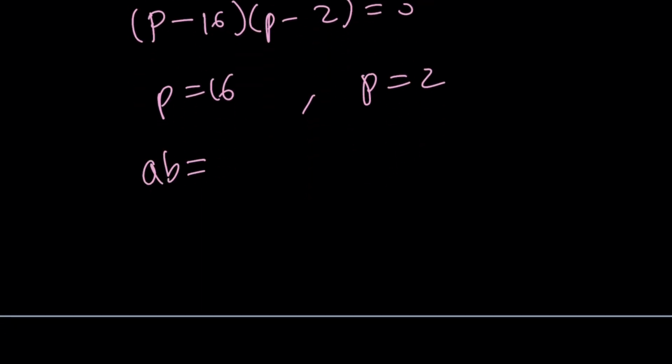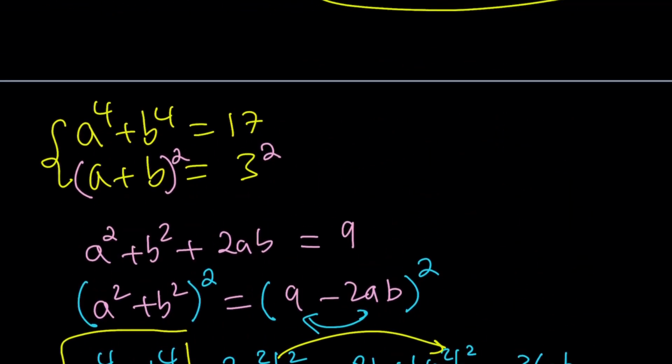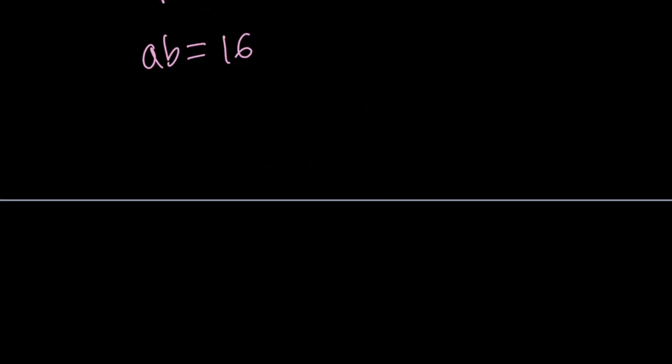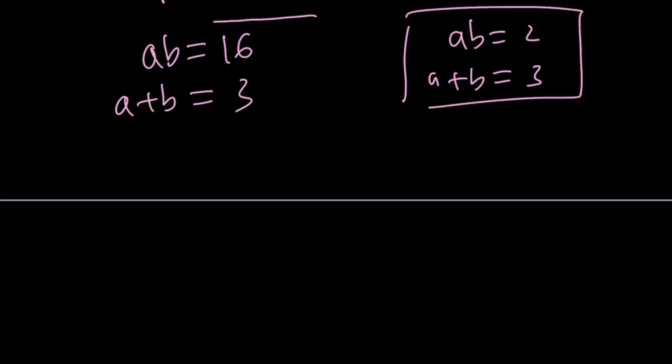So if P is 16, ab is 16. But we knew that a plus b is 3, right? So that gives me a system. ab equals 2 and a plus b equals 3 gives me another system. I have two systems. I'm going to solve this.